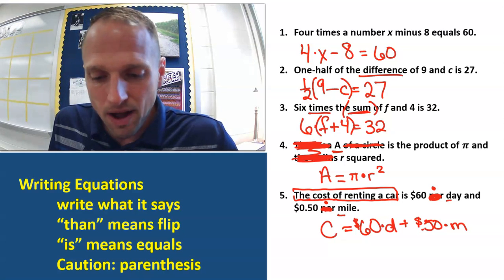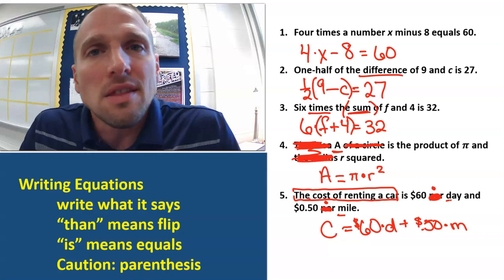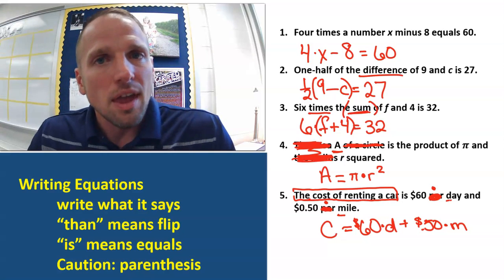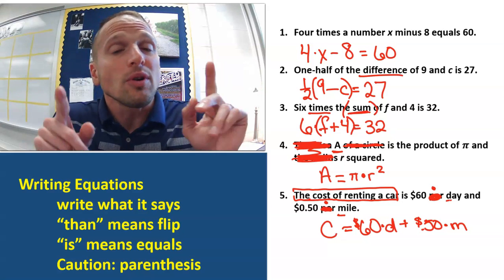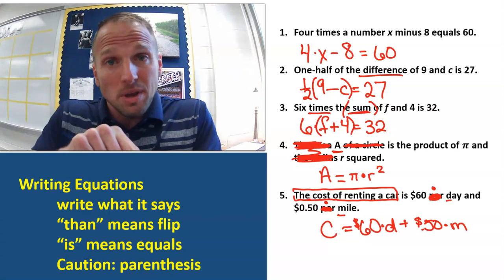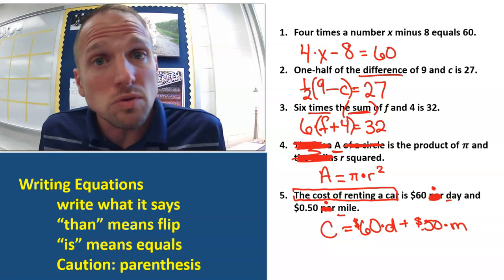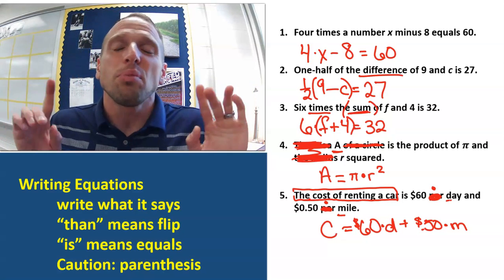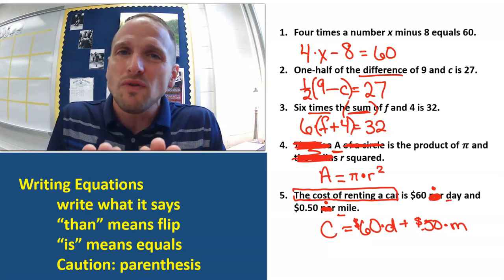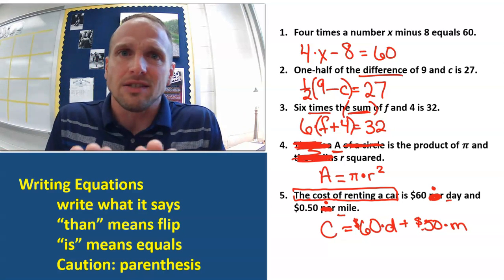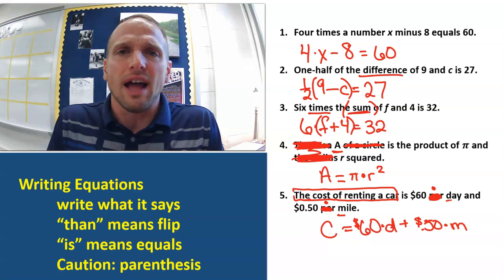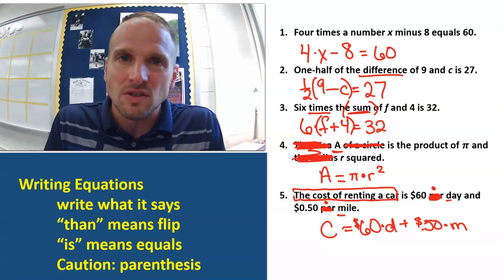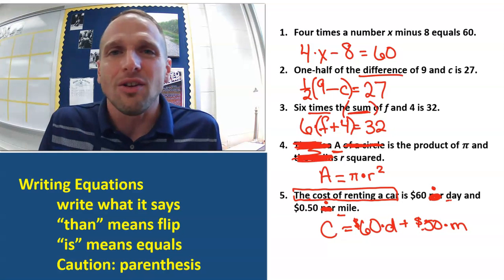number of miles. Okay, so this lesson, again, is not hard. Write down what it says, and remember, than means to flip it, is means equals, and per, each, or every mean multiply. And the parentheses are hard, but if you see two of those like signs together, plus, divide, subtract, times, you need to put some parentheses around those. Okay? All right. I know you can do this. Good luck.